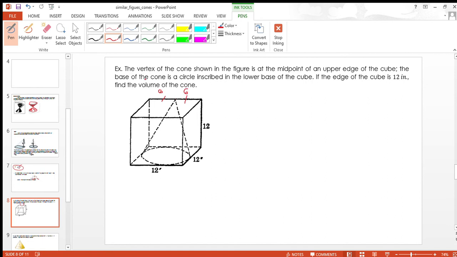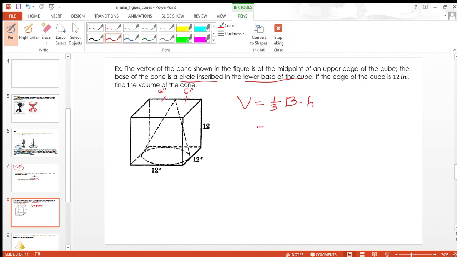Then the base of the cone is a circle inscribed in the lower base of the cube. So if the base of the cube is 12 inches, so this must be 6 inches, find the volume of the cone. So volume by formula is 1/3 the area of the base times the height.